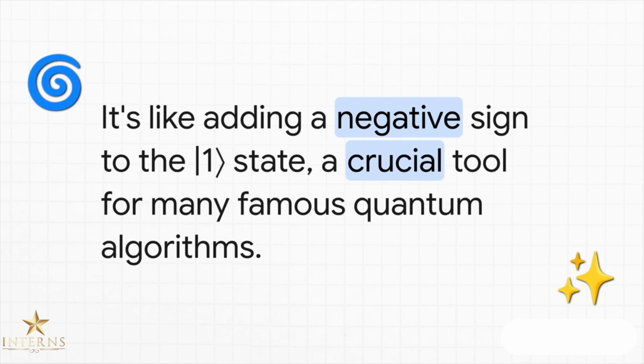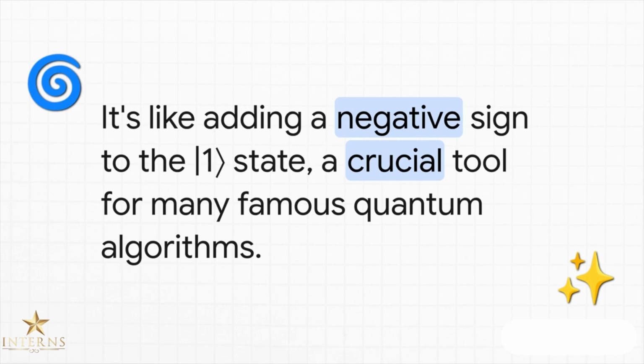It doesn't actually change the odds that you'll measure a 0 or a 1. Instead, it changes the qubit's relationship with other qubits. A simple way to think of it is that it's like sticking a negative sign in front of the 1 state. And this little trick, this subtle change, is an absolutely crucial ingredient for making quantum algorithms, like Grover's search, actually work.